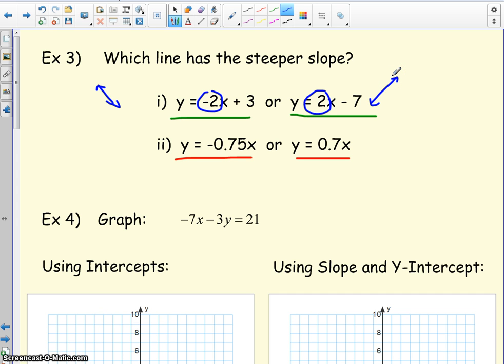If you were to put these both in a graph, and I'll let you test it yourself, throw it into Desmos, graph them both and see what they look like, you'll see that they are the exact same steepness, just going in different directions. So here, actually none of them are steeper.